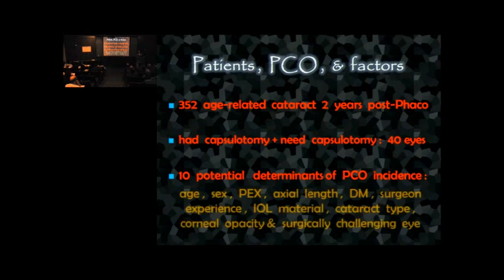We listed and used 10 potential determinants in order to make our modeling and actually develop the artificial neural network that are listed here. Well, of course, the list is not comprehensive, and I will tell you sometime later that this actually constitutes one of the major limitations of our study. By surgically challenging eye, we meant having a visually significant corneal opacity, a small pupil, or phacodonesis, and situations like this.